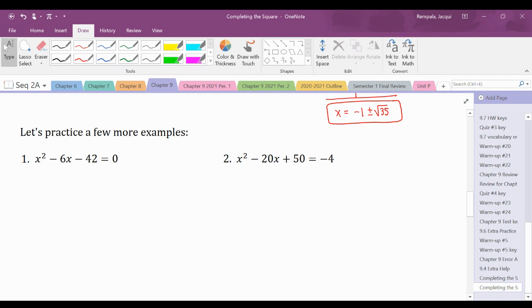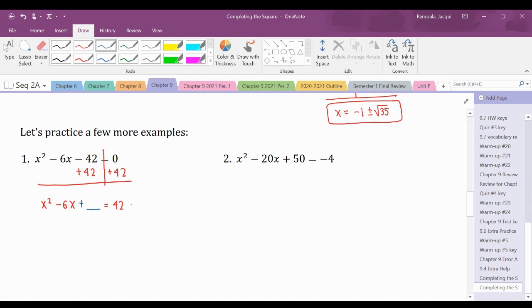If I want you to solve by completing the square, I do not want that -42 on the left. I only want the x terms on the left. So to move a -42 over to the other side, we are going to add it. So that now gives me x squared minus 6x equals 0 plus 42, which is 42.